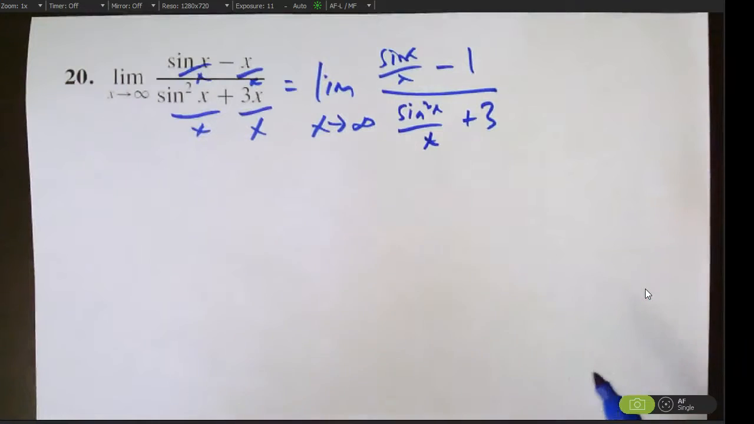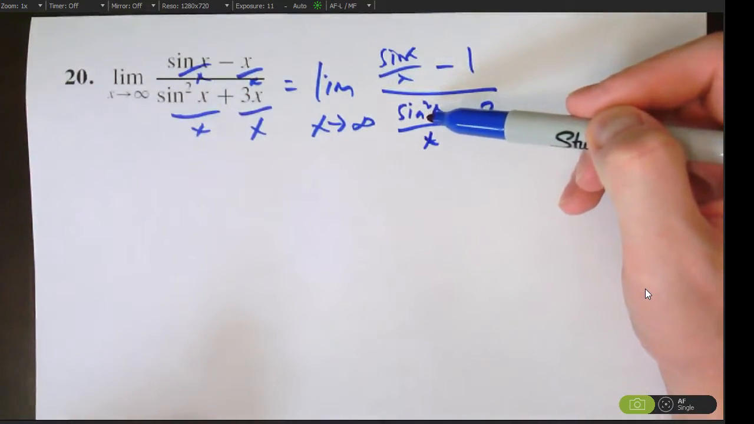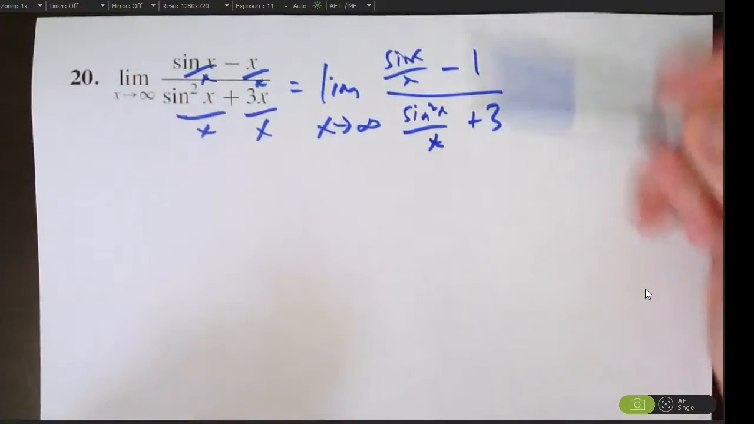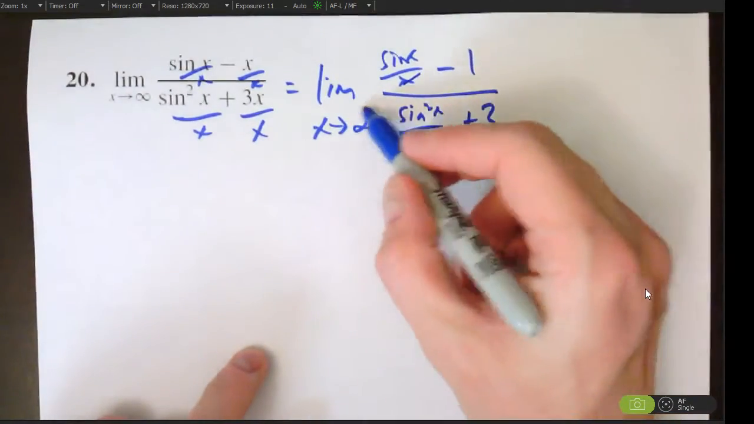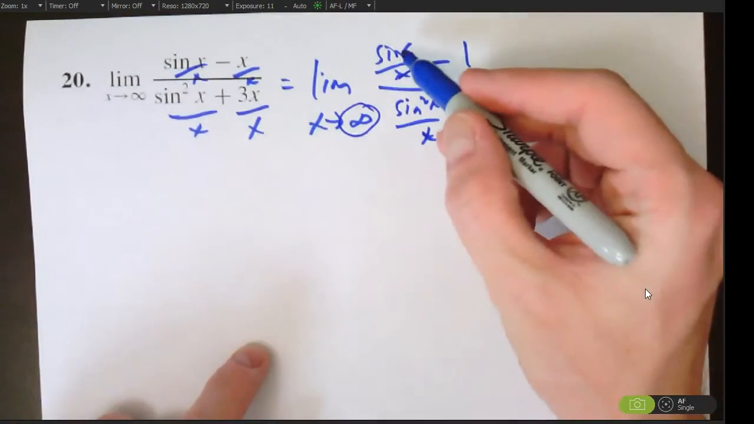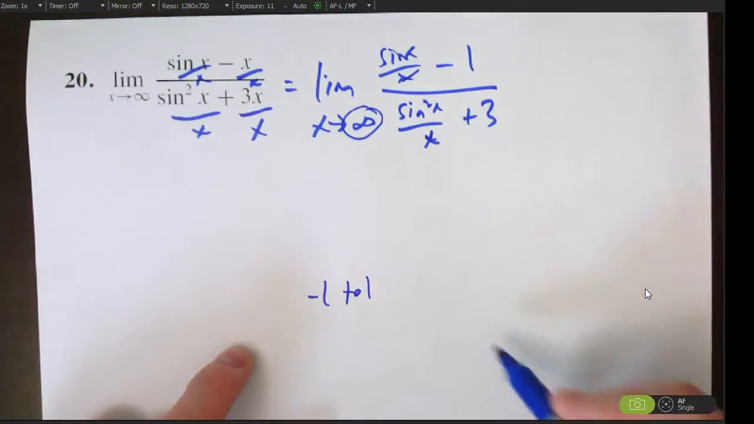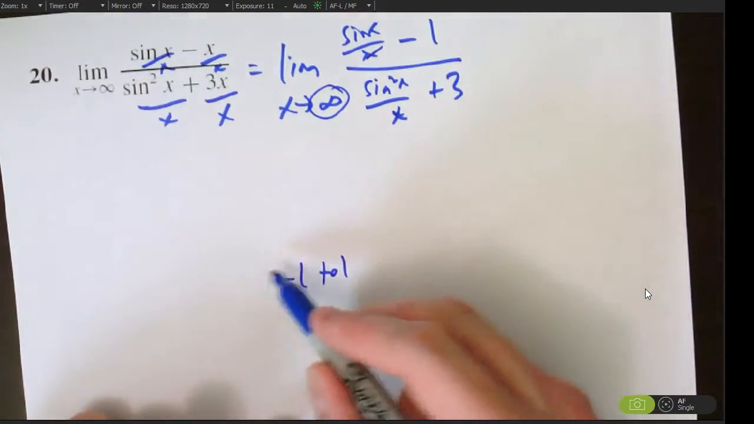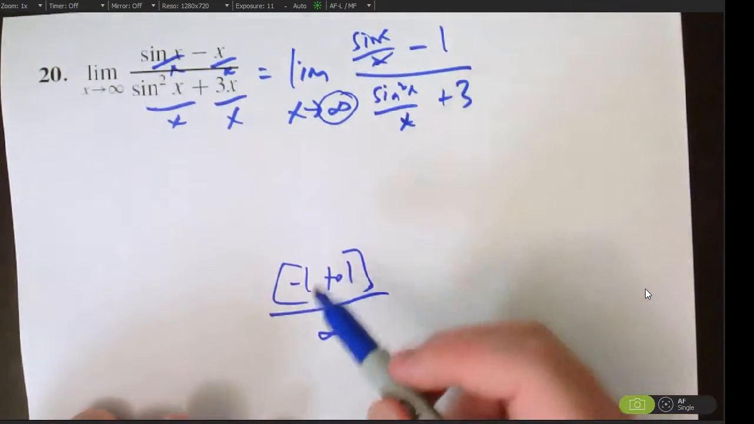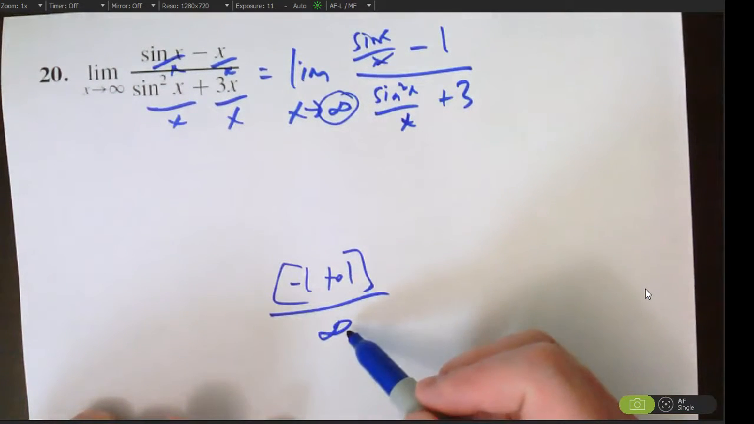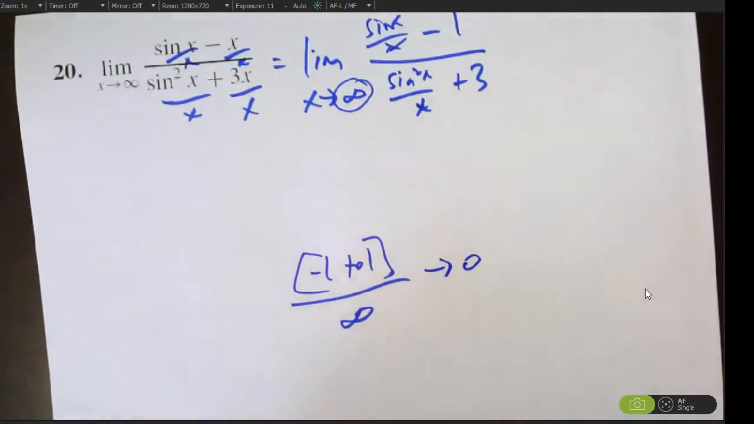Now, the key to this is, yes, sine's going to oscillate. Sine squared is going to oscillate as well. It bounces, but it goes up and down. But the real key is thinking about what happens when I plug in infinity. What does sine move between? Sine moves between -1 and 1. That's all the values for sine x. So this guy here is between -1 and 1 over infinity. Well, guess what that's going to go to? It's going to go to 0.